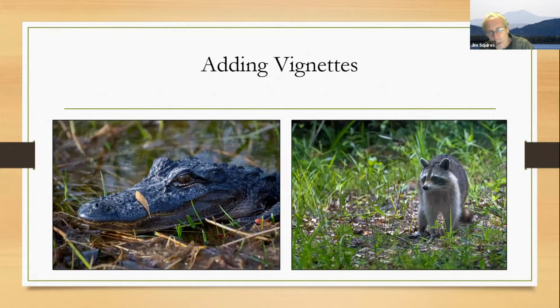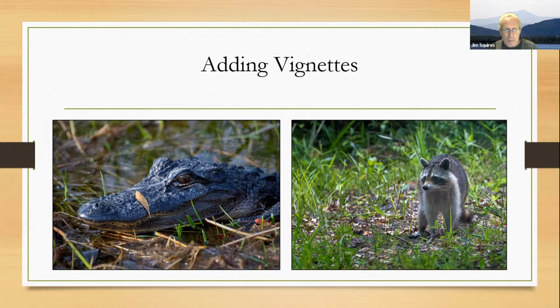Vignettes. Well, what's a vignette? I'm not talking about a little story. I'm talking about a circular area around the outside of your photograph, which you can either darken or lighten to bring more attention.